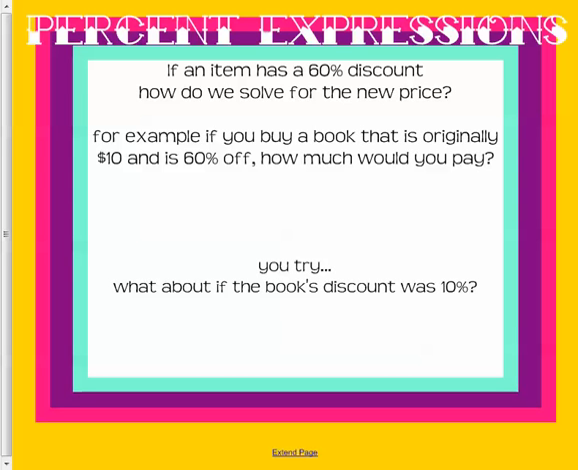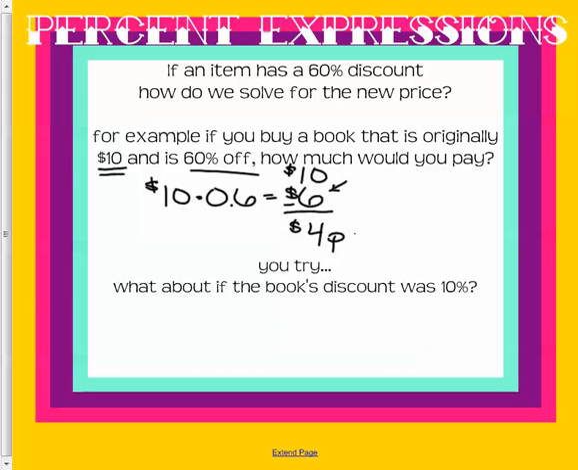For example, if we bought a book that was discounted at 60% off and the book cost $10, how much would we actually pay? Well, if we took 60% of 10, we would get $6. So that's the discount. This is how much we would be getting off of the original price of the book. So 10 minus 6, and we would pay $4.